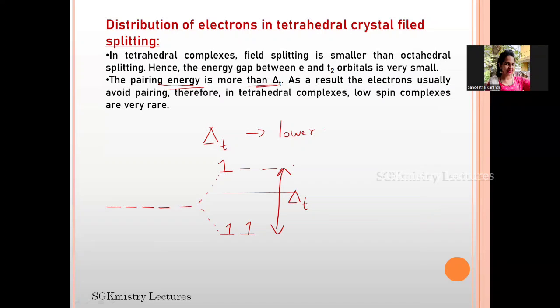Here we know that this is T2 and this is E. So here the electron will go to the higher energy. The fourth electron will come here, the fifth will come here. After that only will there be pairing. So this is what happens in a tetrahedral complex. Very rarely will there be pairing in the beginning itself, but in most of the complexes, the third electron will go to the higher energy.